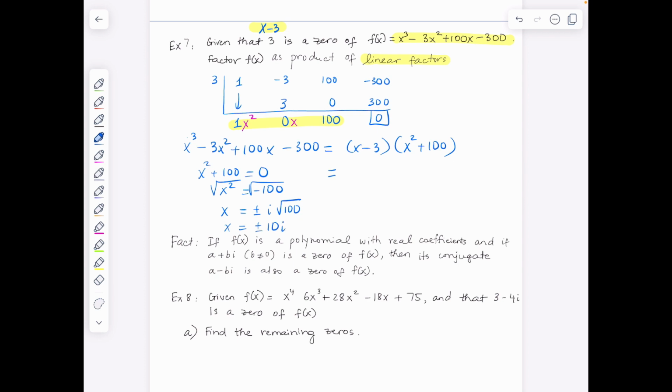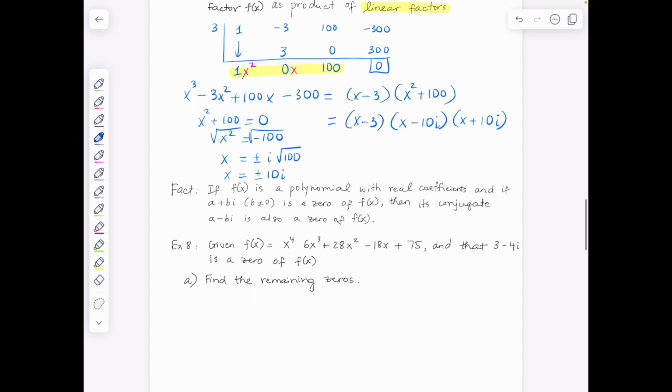So to complete factoring, we should write x minus 3 as the first factor, and x squared plus 100 can be written as x minus 10i. So that's positive 10i being a zero. And then we have negative 10i being the zero, so the corresponding factor would be x plus 10i. And now you can see all the factors are linear.